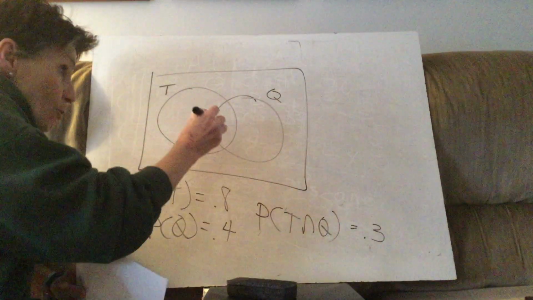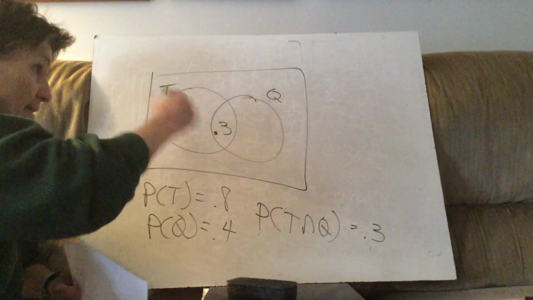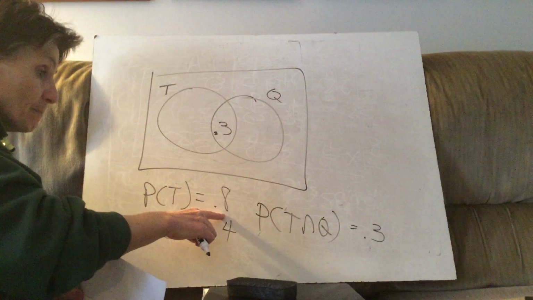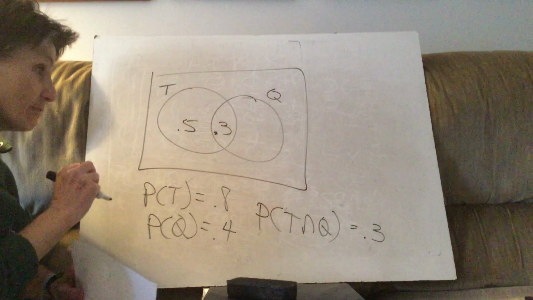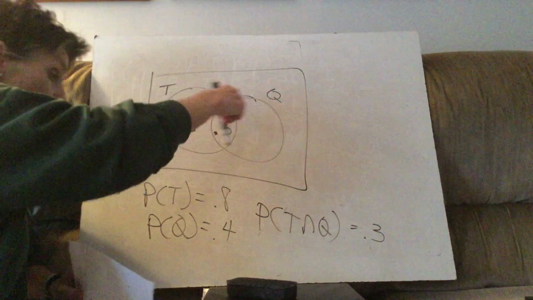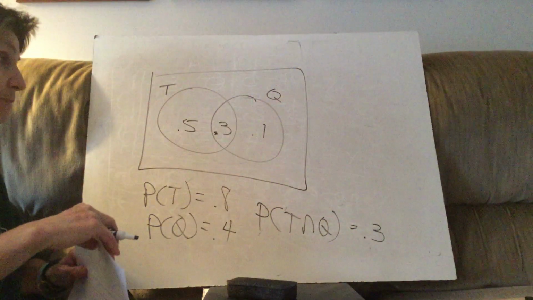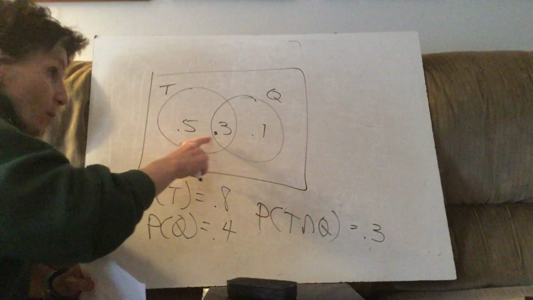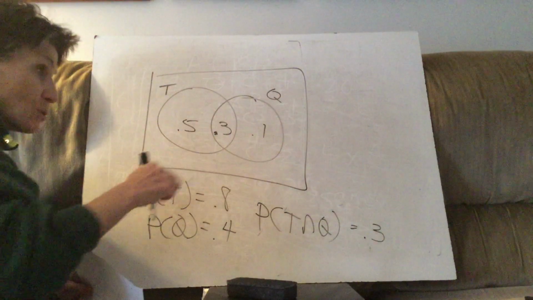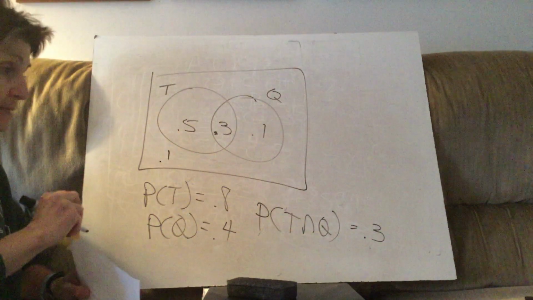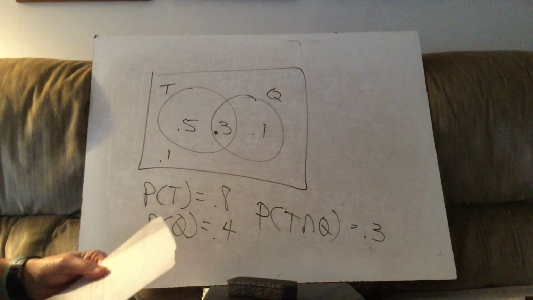Start right here, that's the overlap. So the overlap is 0.3. Now the whole T ball is 0.8. So if the whole thing is 0.8, then this has to be 0.5. And if the whole Q is 0.4, then this has to be 0.1. But notice that if you add all this up, you're short. That's 5 and 3 and 1, that's only 9. So 0.1 outside. And that takes care of your 100% or your 1.